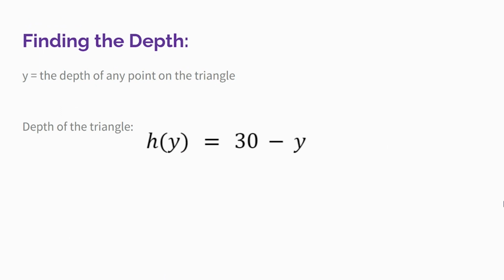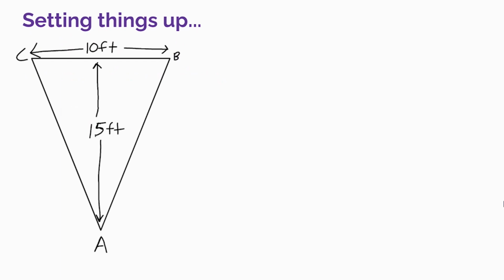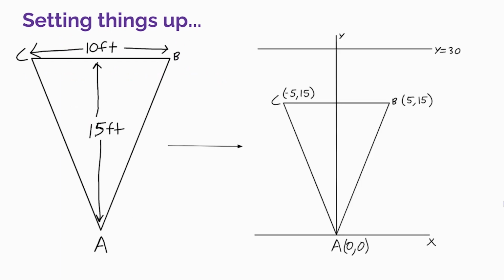Because once we set things up, we basically have transformed our triangle onto the coordinate plane, where point A is on the coordinate location (0, 0), point B is on (5, 15). We'll get to y later. And this sort of helps us visualize things a little easier, and will help us find the length later on. We also have included the line y equals 30, and that represents the surface of the water, like the top of the ocean. And we know this because our window, as stated earlier, is 30 feet under the surface of the ocean.